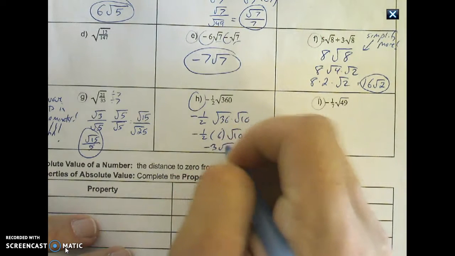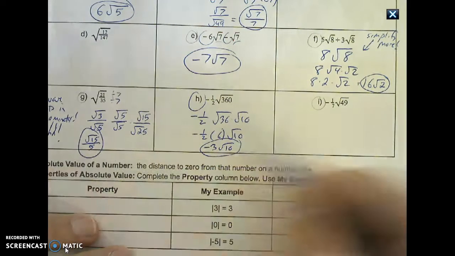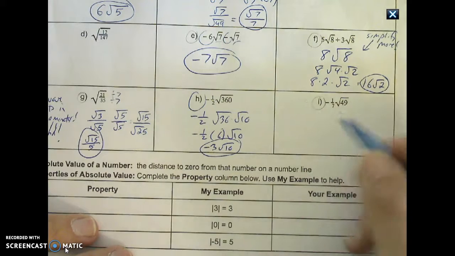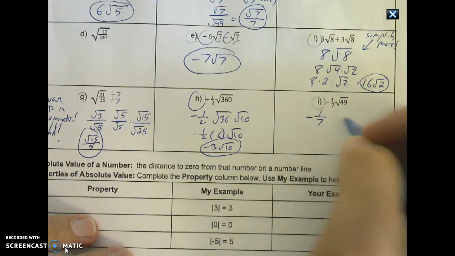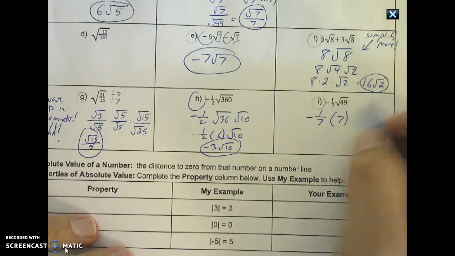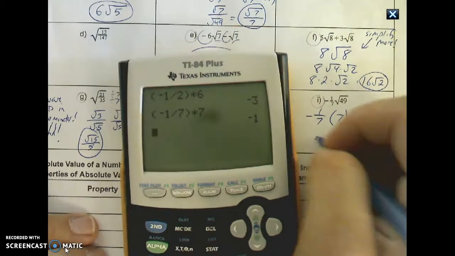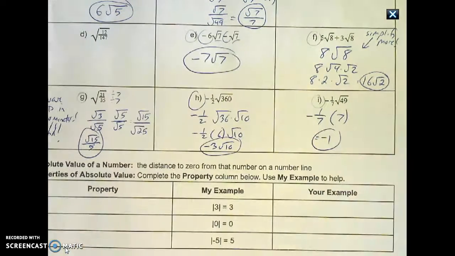Please feel free to. It's a good habit to get into. You're allowed to use them. The same works for part I over here as well. I have negative 1/7 root 49. I know the square root of 49 is actually 7, a perfect square. And then negative 1/7 times 7. Again, just to show you guys, parentheses, negative 1 divided by 7 times 7, negative 1. Okay. So we are looking good.